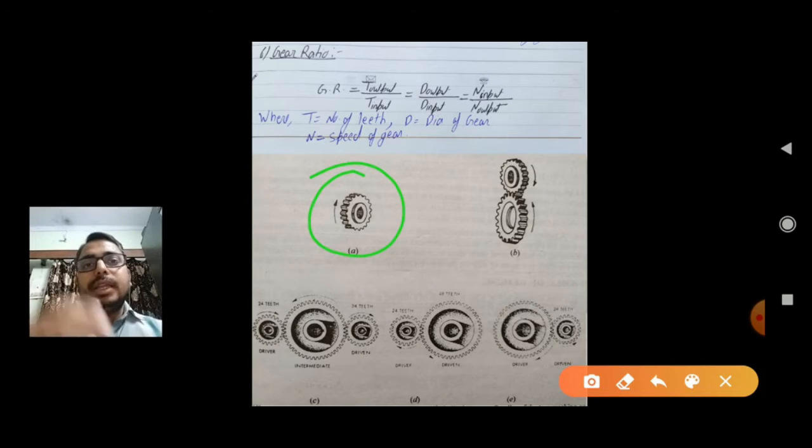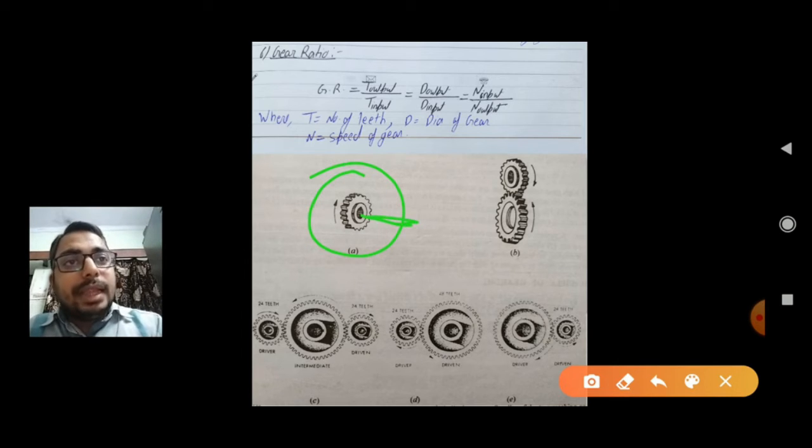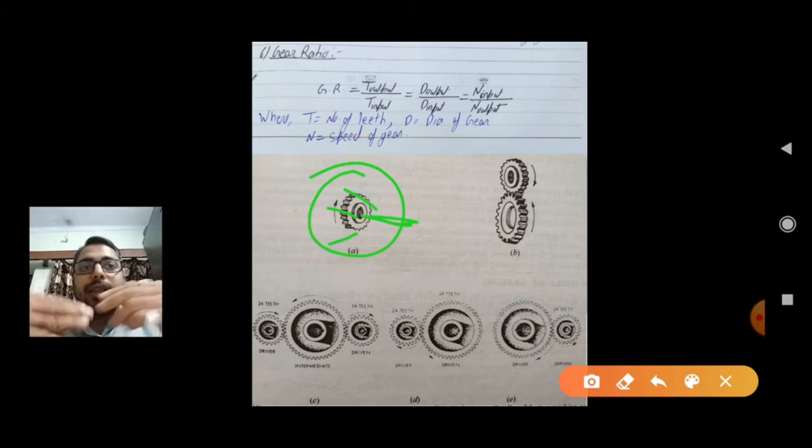A spur gear is a type of gear in which, as you know, the teeth are cut at the periphery of that cylinder, or you can say at the periphery of that circle. If the teeth cut on that gear are parallel to the axis of the shaft, it is known as a spur gear. As you see in this diagram, this is the axis of the shaft, and the teeth cut in this cylinder are parallel to the axis of the shaft. That is why this type of gear is known as a spur gear.